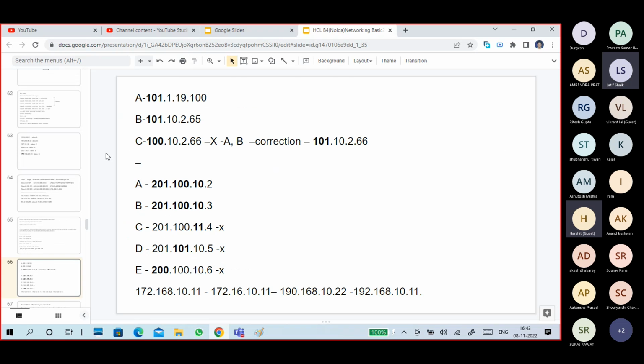The same goes here also. It is a class A type of IP address I have taken. I have three PCs, A PC, B PC, C PC. A 101 means class A.